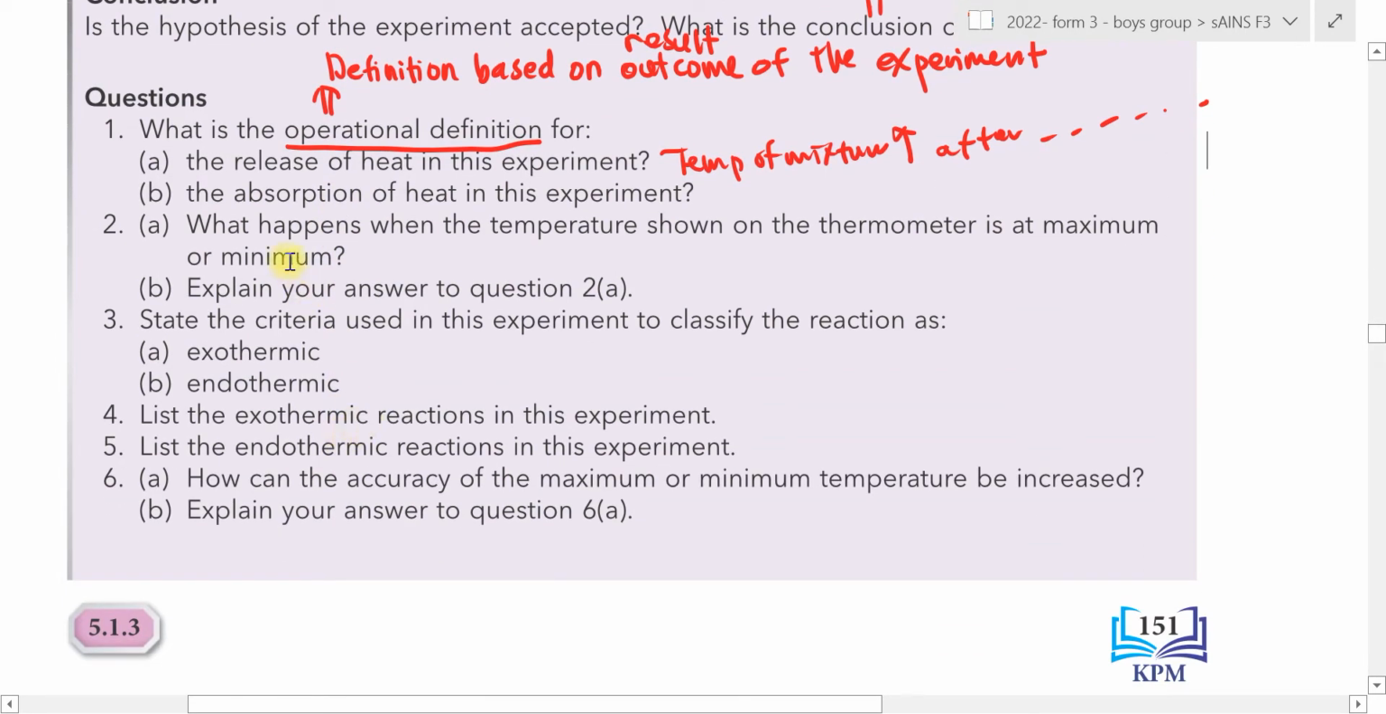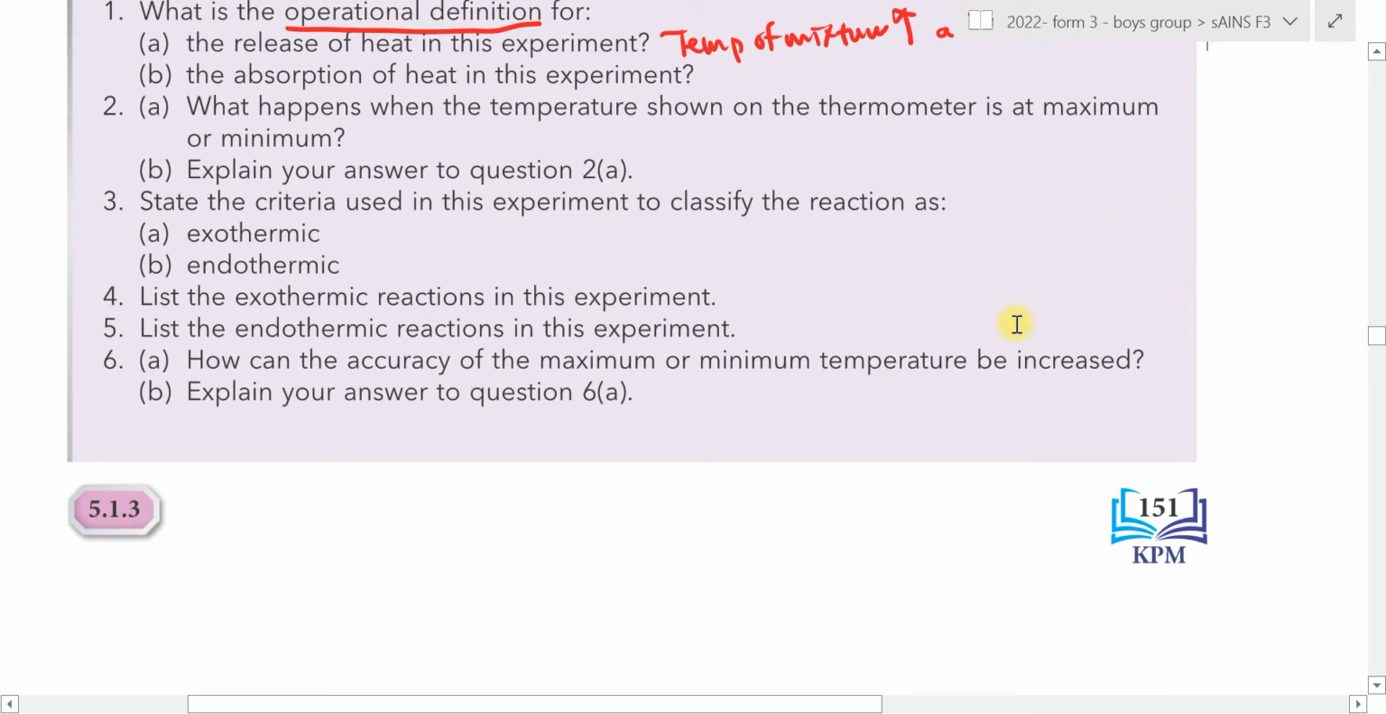Okay, what happens when the temperature shown on the thermometer is at maximum or minimum? When the temperature is at maximum, heat is released. When the temperature is at minimum, heat is absorbed. Why is heat released? Because it is an exothermic reaction. Why is heat absorbed? Because it is an endothermic reaction.